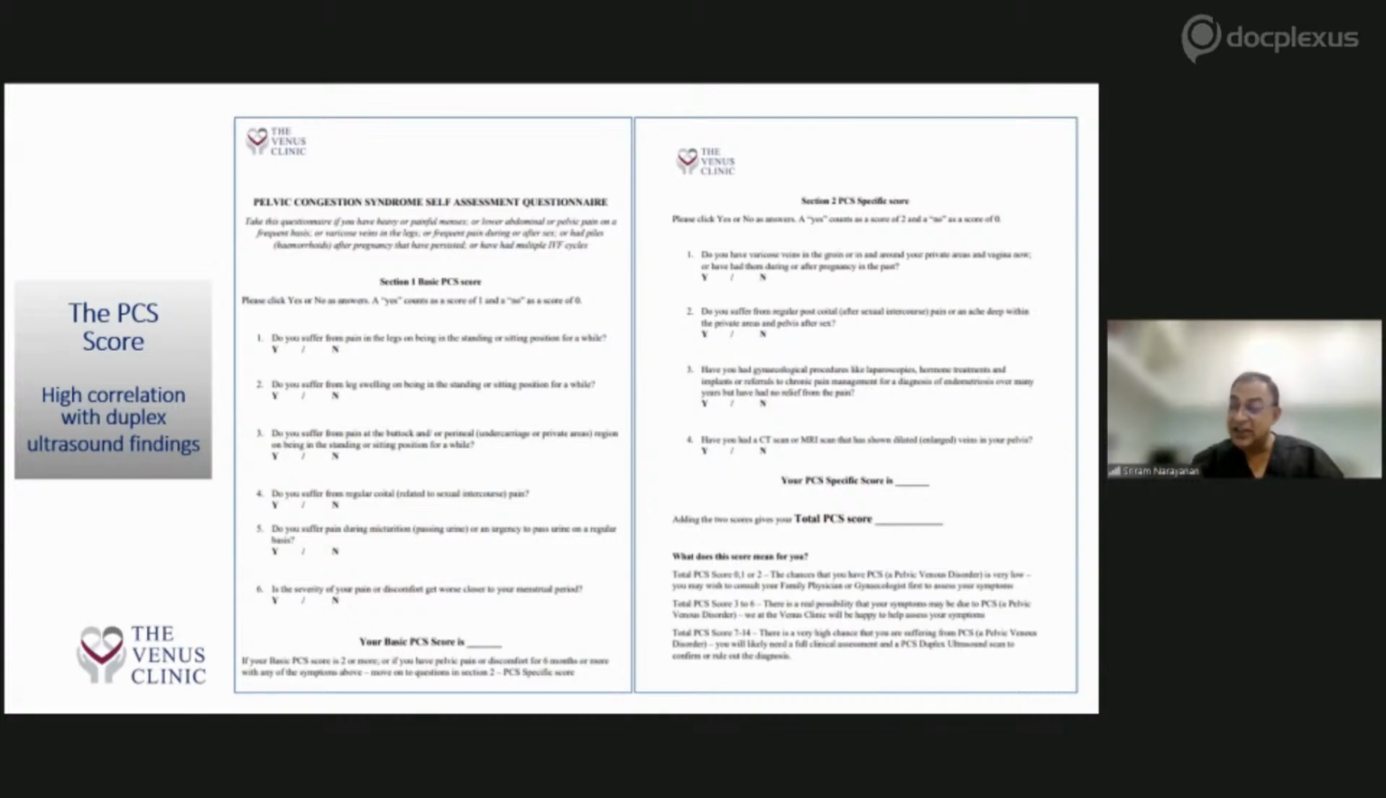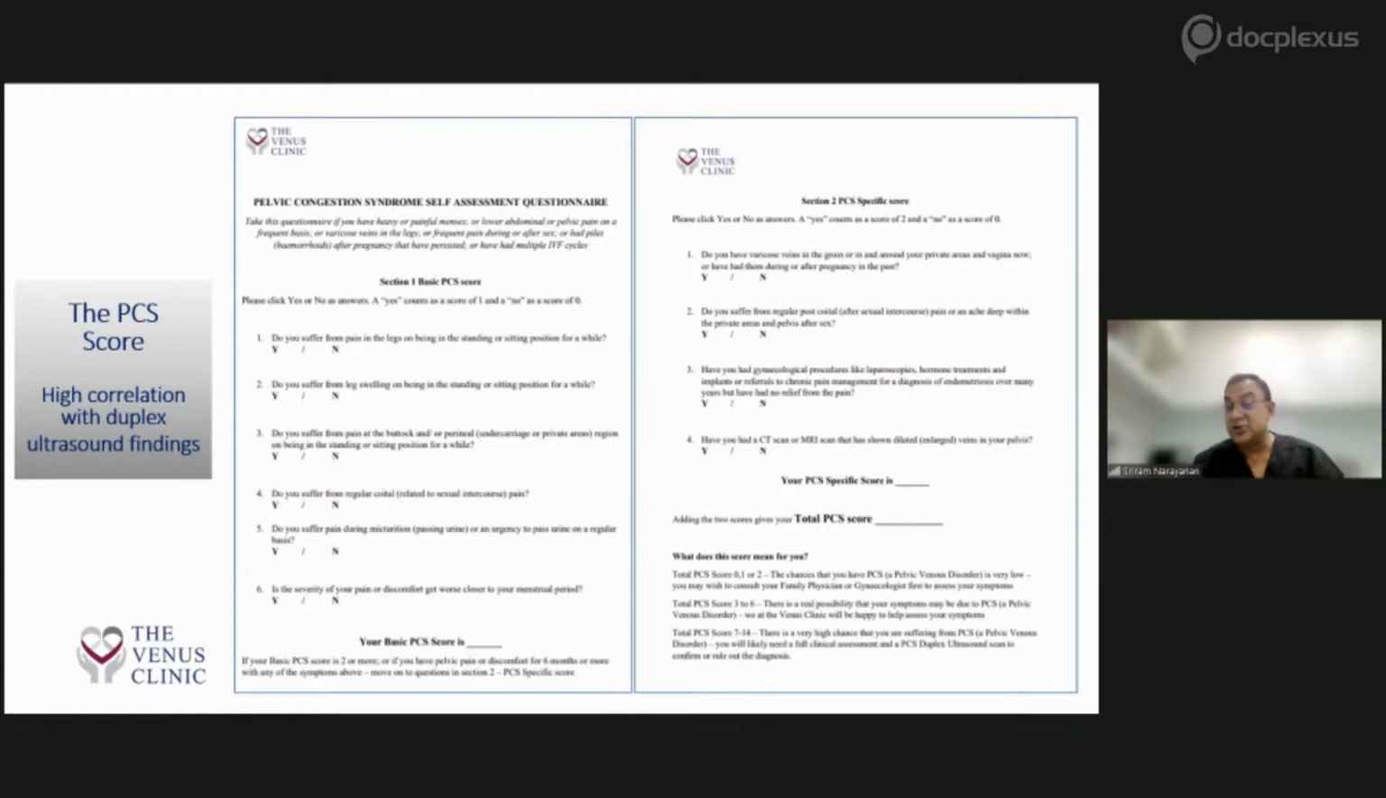If they've had previous gynecological procedures for this pelvic pain, they've had laparoscopies, they've had implants, and referrals to chronic pain. So they have been looked at before, and other gynecological conditions have been ruled out. And then a pelvic venous disorder is obviously far more likely. And if they've had a CT or MRI for abdominal pain for whatever reason, and that has already shown dilated veins in the pelvis, you associate that with the pelvic pain and symptoms they present, and that makes a pelvic venous disorder far more likely. So you have 6 points for the basic PCS score and 8 points for a PCS specific score. You add them up, you get a total score out of 14.